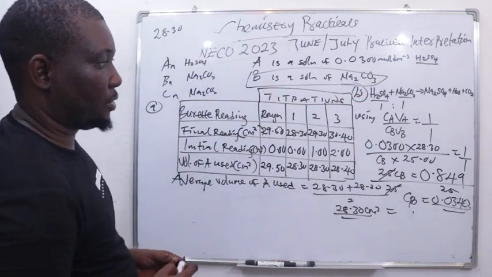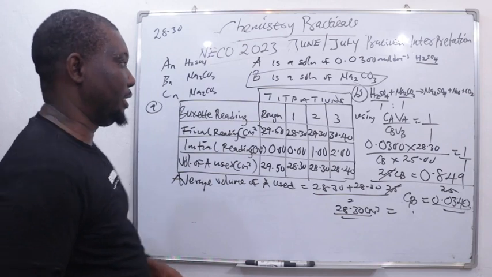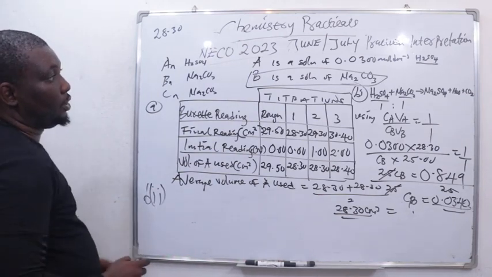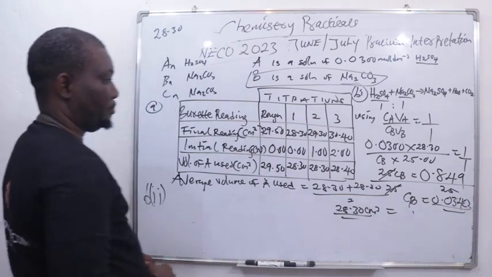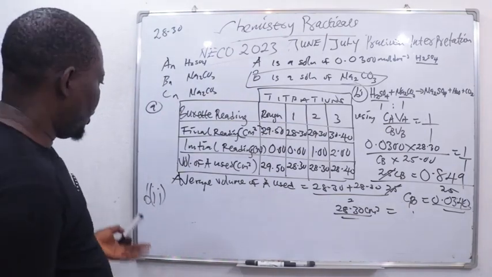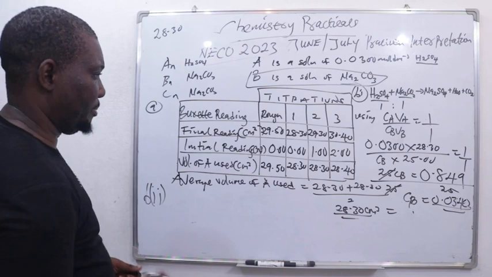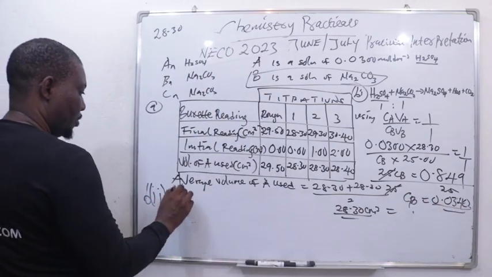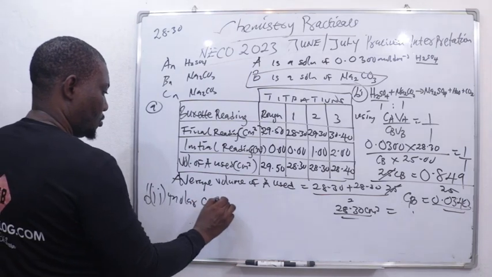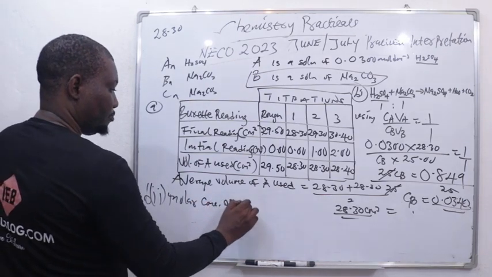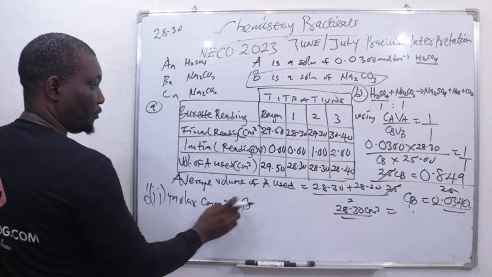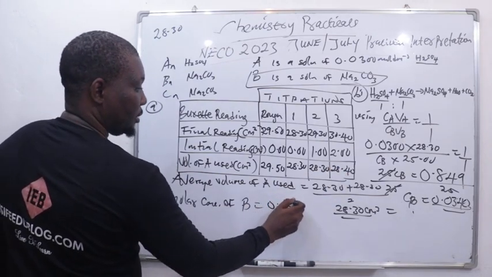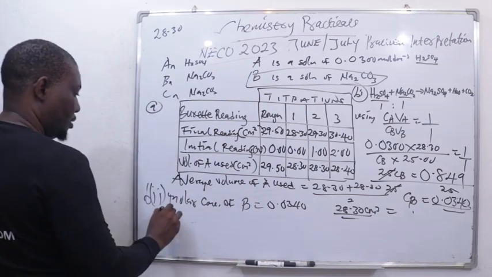So we're going to find the concentration of B in gram per dmq. How do we find the concentration of this in gram per dmq? To find the concentration of B in gram per dmq, we know the molar conc of B. Here, the molar conc of B is 0.0340.